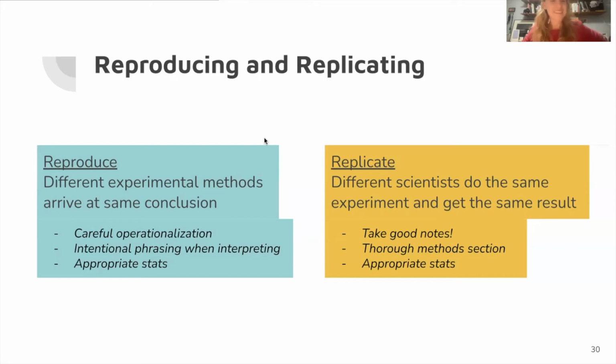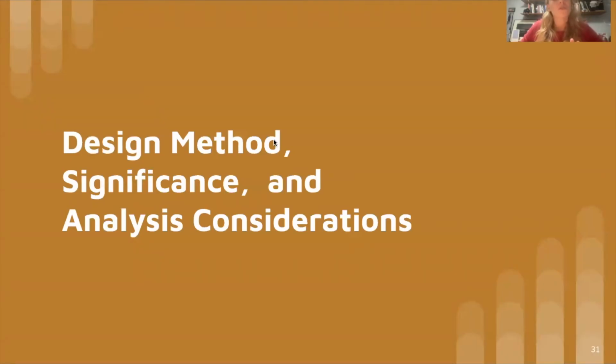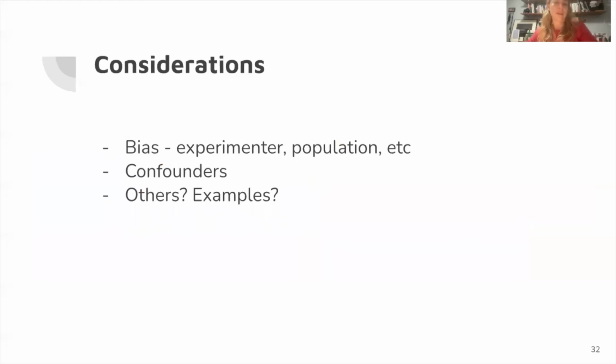Okay, so reproduction and replication is really important. We need to keep that in mind when we're designing our experiments, and even thinking about which experiments to do. It's just really important to remember. So we're going into things to increase the chance that your results will be reproducible and replicable: different considerations during your design method, and different ways of looking at the significance of your studies, and also when you're looking at the significance of other studies to design your own experiment.